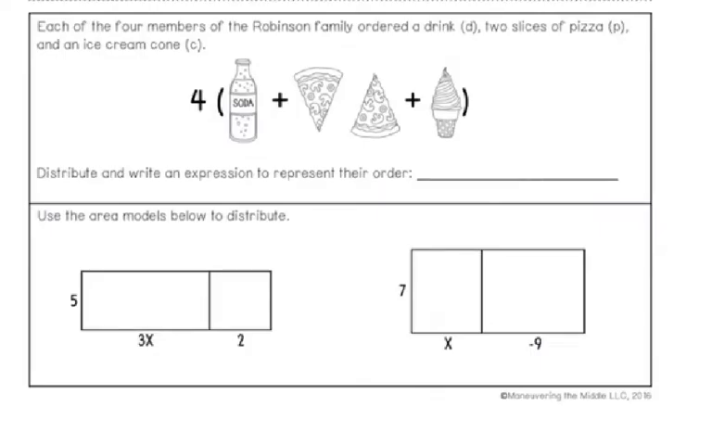Next, we have an example that is very much like the one I showed you on the previous screen before our notes started. It says each of the 4 members of the Robinson family order a drink, 2 slices of pizza, and an ice cream cone. When I distribute, I like to draw arrows from the number outside of the parentheses to each of the items inside of the parentheses so that I don't forget to multiply it by one of them. So here I'm going to do 4 times the soda plus 4 times the 2 slices of pizza plus 4 times the ice cream cones.